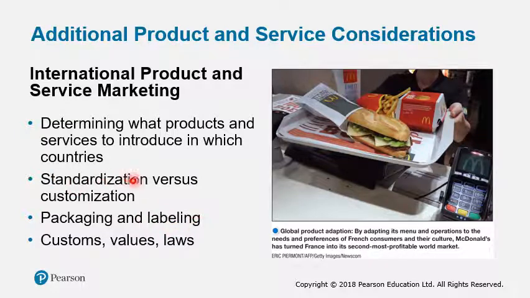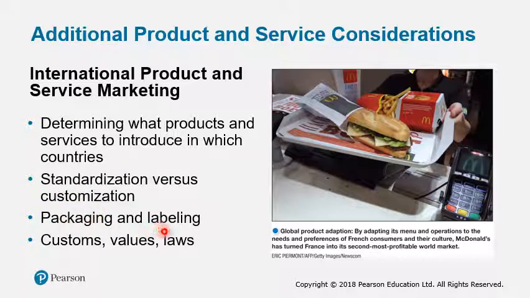Another example of standardization versus customization is when you are the producer of a car. You need to know that if you are exporting the car to the United States, the driver will be on the left side. But if you're exporting the car to the European countries, the driver will be on the right side. So that is one customization that you need to look into when you export a car.